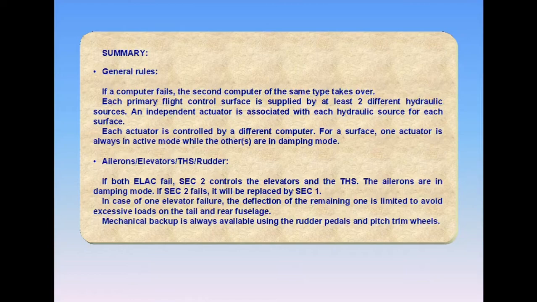Ailerons, elevators, THS, rudder. If both ELACs fail, SEC-2 controls the elevators and the THS. The ailerons are in damping mode. If SEC-2 fails, it will be replaced by SEC-1. In case of one elevator failure, the deflection of the remaining one is limited to avoid excessive loads on the tail and rear fuselage. Mechanical backup is always available using the rudder pedals and pitch trim wheels.